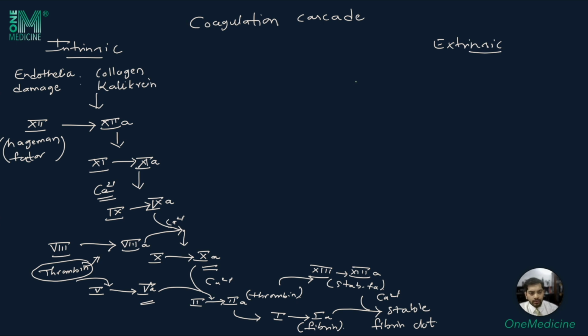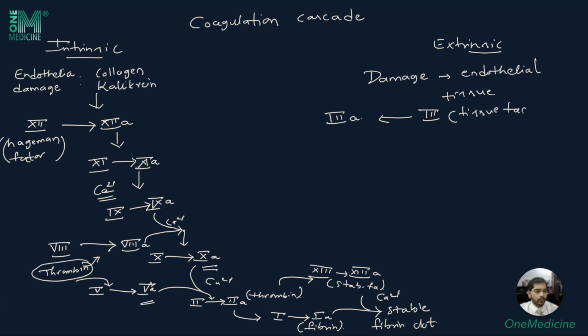Extrinsic pathway is quite straightforward. Whenever there is a damage to endothelial tissue, it directly activates factor 3 to factor 3a. Factor 3 is hence called tissue factor. Factor 7 is activated to factor 7a. Both of these factors combined in the presence of calcium activate factor 10 into factor 10a and directly enter the common pathway. Hence, from the activation of factor 10, we call it common pathway.